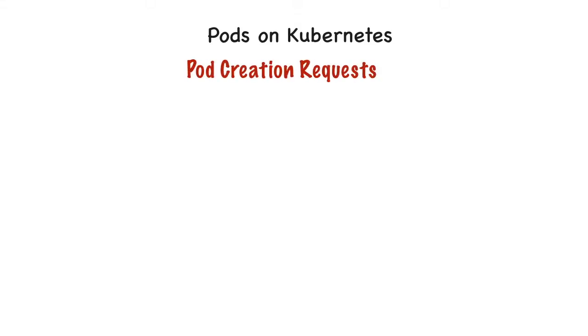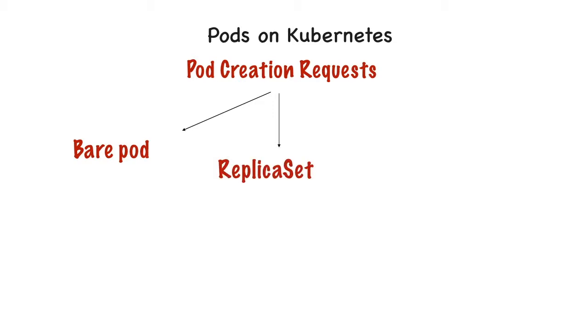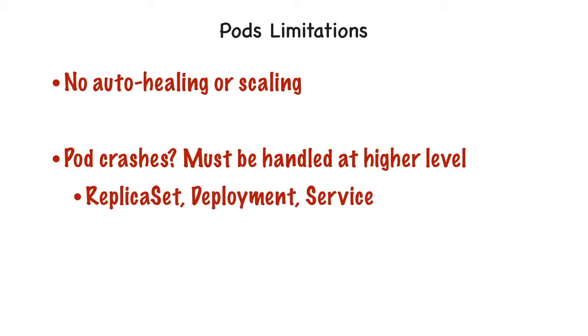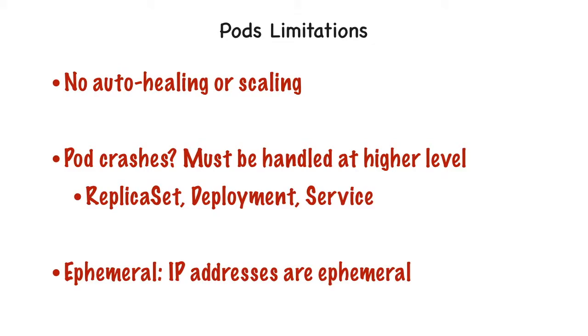A pod will be managed usually by some higher level abstraction such as a replica set, which is responsible for bringing up and taking down pods. Replica sets in turn tend to be controlled by even higher level abstractions such as deployments. In all of this, one crucial aspect of the pod needs to be recognized, and that is the ephemeral nature of the IP addresses of the pod.